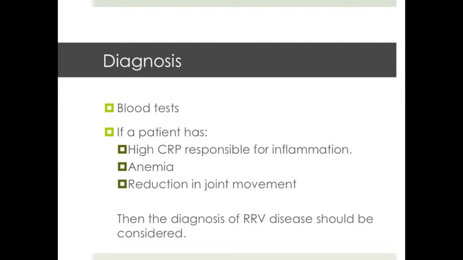To diagnose a person with Ross River fever, a simple blood test is a way to confirm a case of Ross River fever. Several types of blood tests may be used to examine antibody levels in the blood. Tests may either look for simply elevated antibodies, which indicate some sort of infection, or specific antibodies to the virus. However, if a patient has high CRP, which is responsible for inflammation, anemia, or reduction in joint movement, then the diagnosis of Ross River fever should be considered.